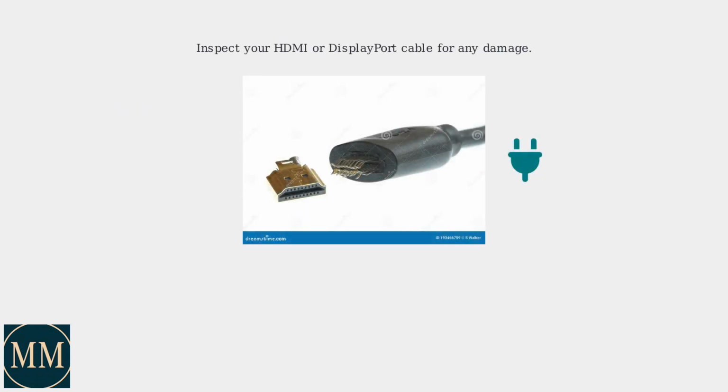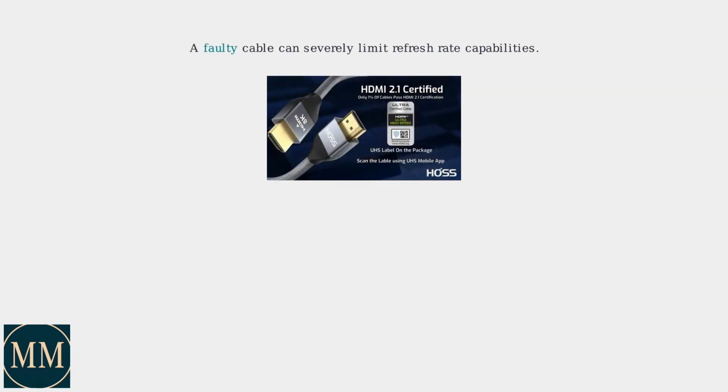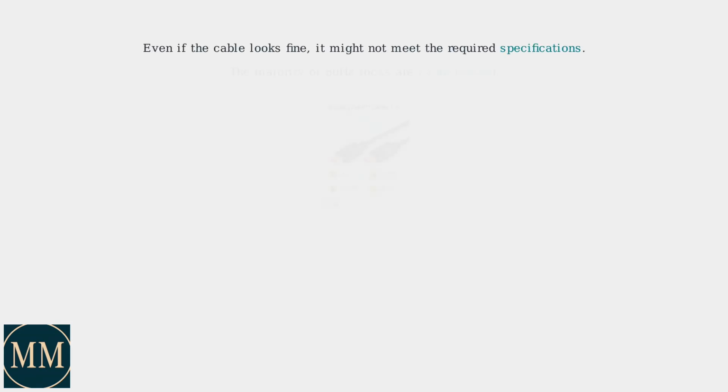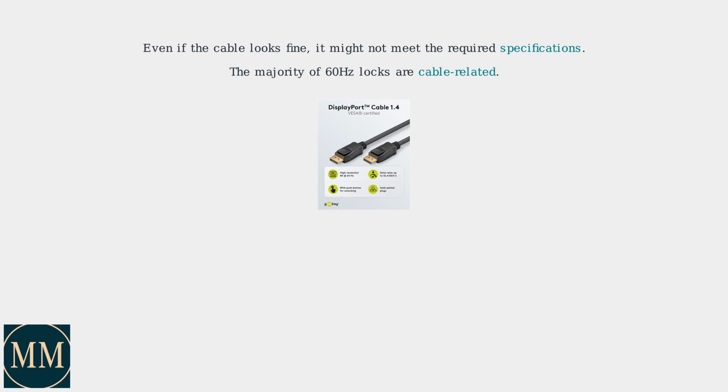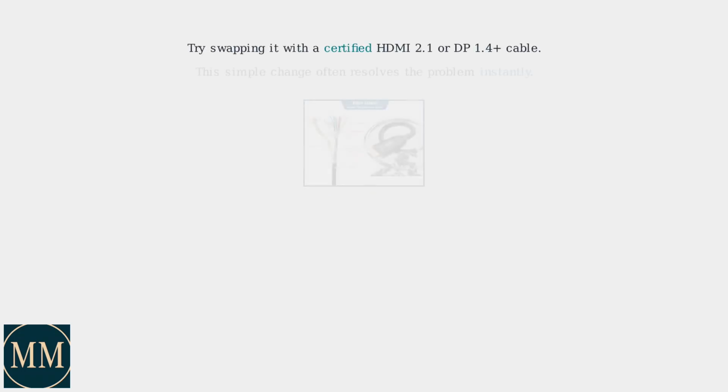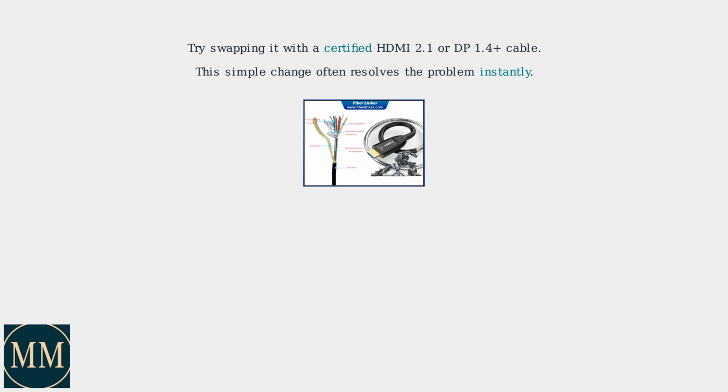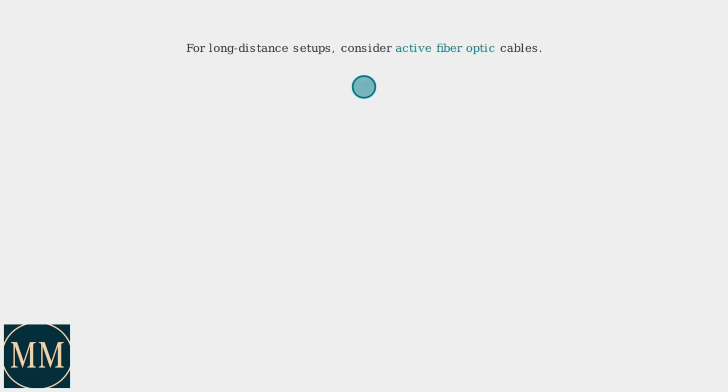Inspect your HDMI or DisplayPort cable for any damage. A faulty cable can severely limit refresh rate capabilities. Even if the cable looks fine, it might not meet the required specifications. The majority of 60 Hz locks are cable-related. Try swapping it with a certified HDMI 2.1 or DP 1.4 plus cable. This simple change often resolves the problem instantly. For long-distance setups, consider active fiber optic cables.